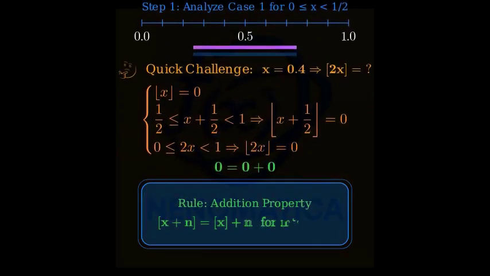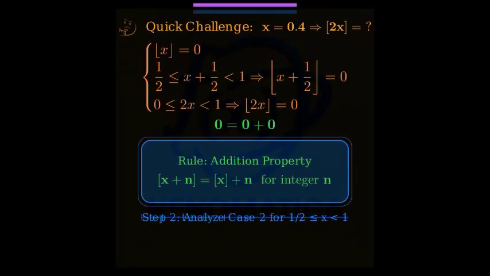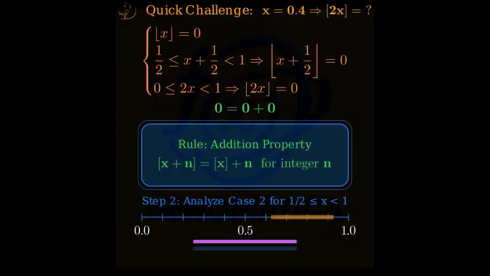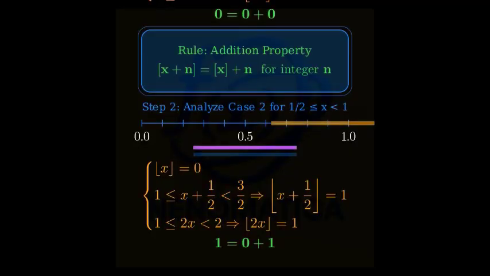Next, remember a useful property for the floor function with integer shifts. The floor of x plus n equals the floor of x plus n for any integer n. Step 2. Analyze case 2 for 1/2 less than or equal to x strictly less than 1. On our number line, we now focus on the right half.